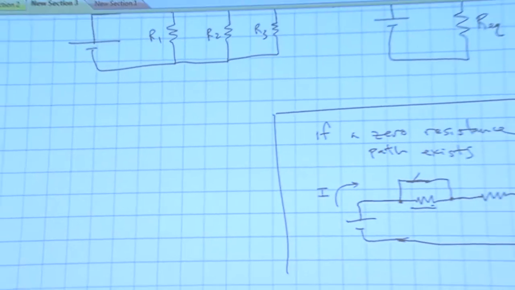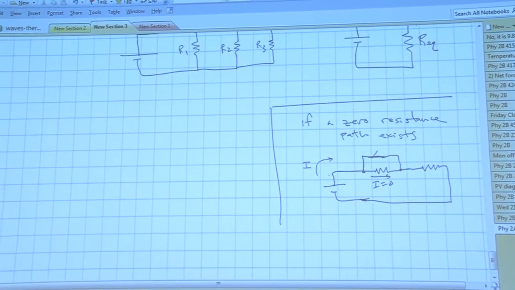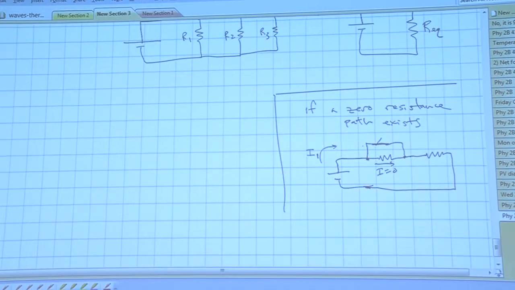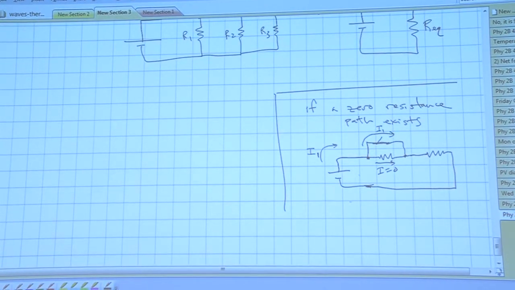So when we close this, what happens is the I through here is 0. And if this is I1, then we get I1 flowing here and I1 flowing here. Okay? Nothing goes through that resistor if there's a zero resistance path for it to go. We call that, what do we call that? Nobody does electronics. A short. We call that a short. Short circuit.